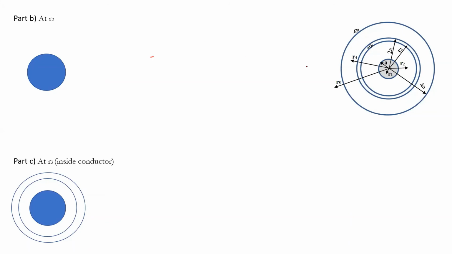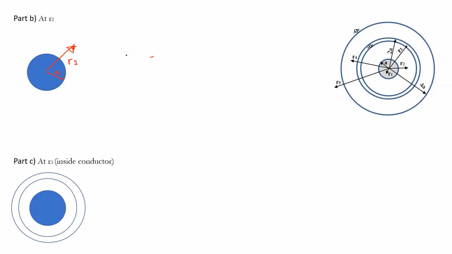So R2. R2 is somewhere in between your insulator and the conductor, right? So somewhere here. I usually like to draw each object separately. For R2, only what's inside matters, right? I usually like to draw it like this because it makes the problem less complicated. So this is your R2. The radius is A.